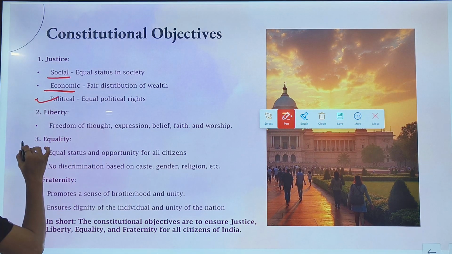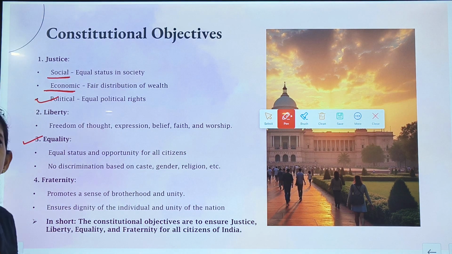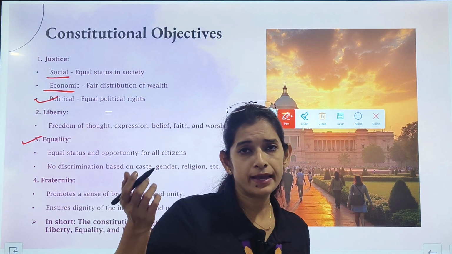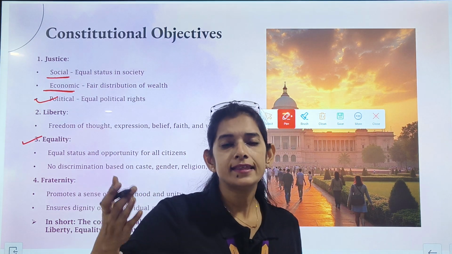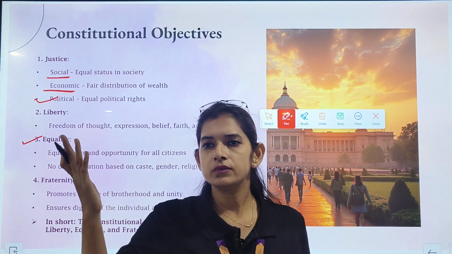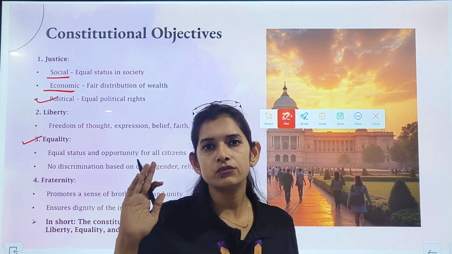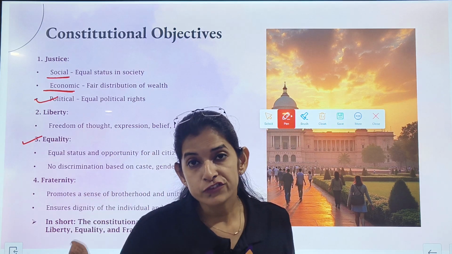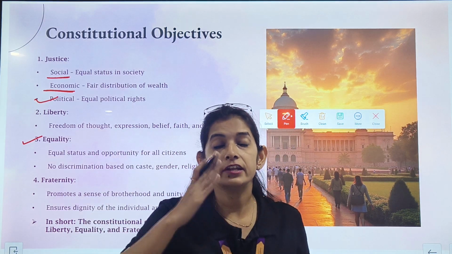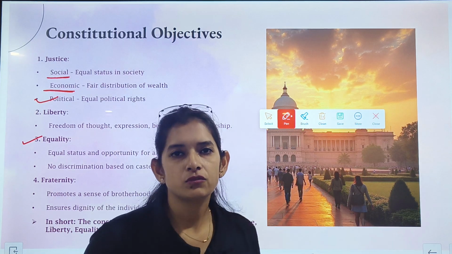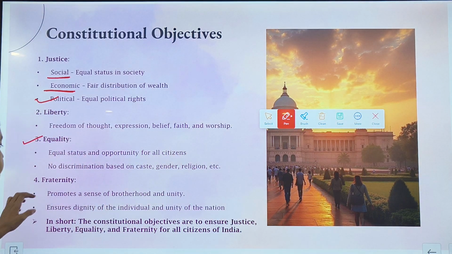Next, equality. We have already discussed that all forms of equality are provided by the constitution. That is, no sort of discrimination would be done with any individual, with any citizen of India, whether on the basis of caste, creed, gender, or skin color. No sort of discrimination would be done.